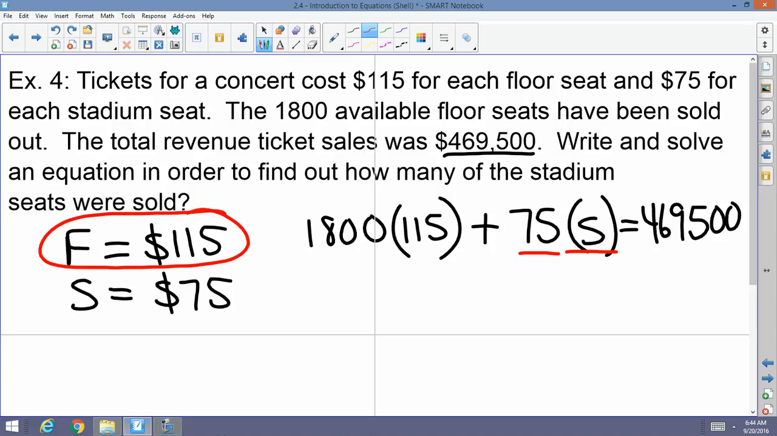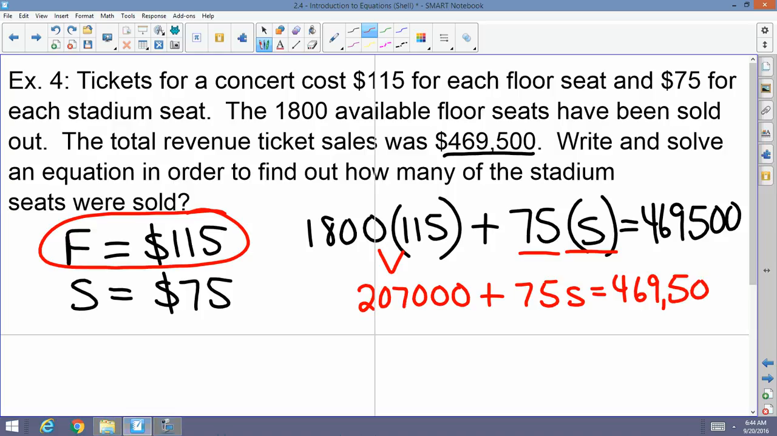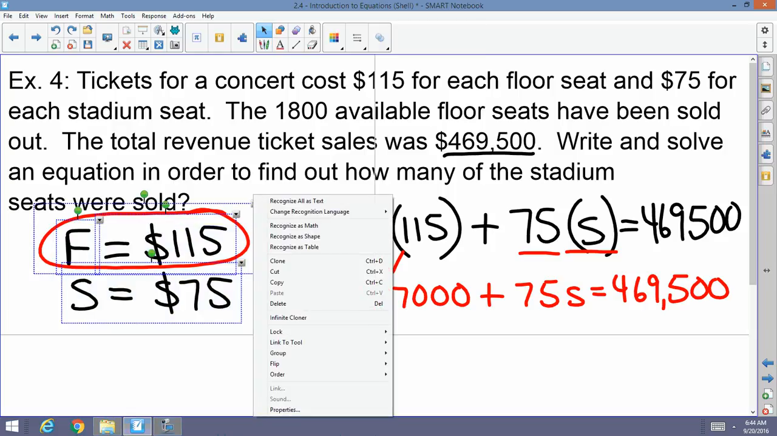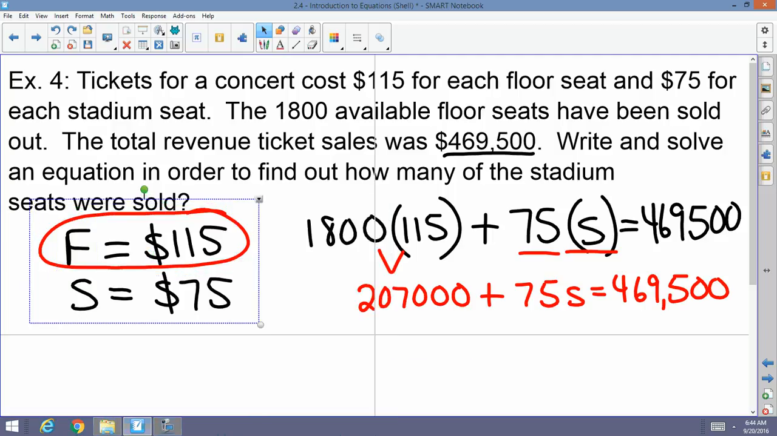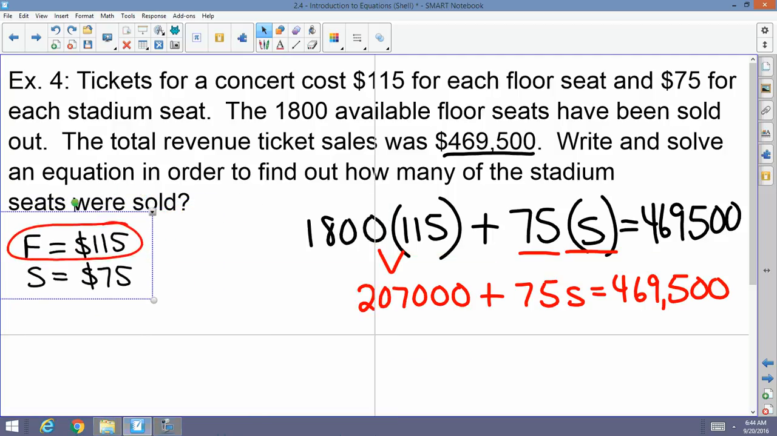Let's simplify both sides. The first thing I'm going to do is multiply 1,800 times 115, which equals 207,000, plus 75 times S is 75S, and that equals $469,500. Now, I'm not asking for it, but just in case an SAT does ask you for it, let me move this out of the way here real quick for you guys. It's always good to really understand everything that you're doing.